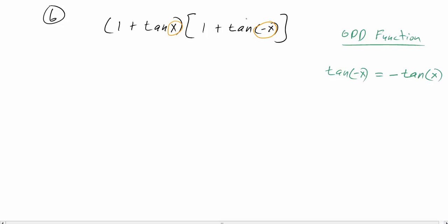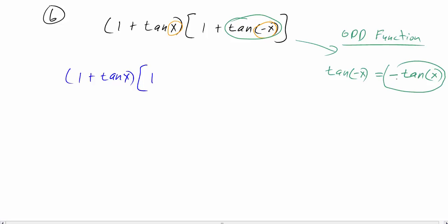So up here, we can rewrite this tangent of negative x using the odd function identity. So we would end up with 1 plus tangent x, and then this is going to be multiplied by 1. Now, instead of tangent negative x, that's going to make this go to a negative tangent x. So it's 1 minus the tangent of x. Now, what was the advantage here? Well, now we can see that here we have the tangent of x, and over here we have the tangent of x. So we have eliminated the negative x up here on the top.